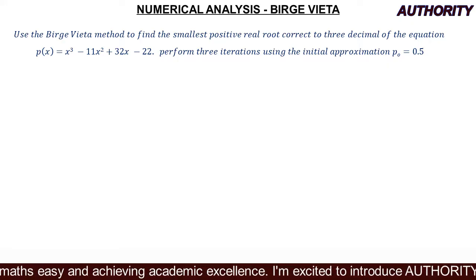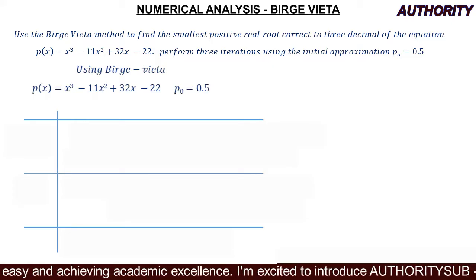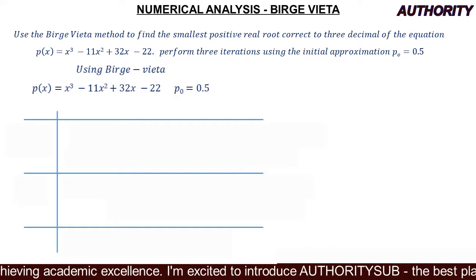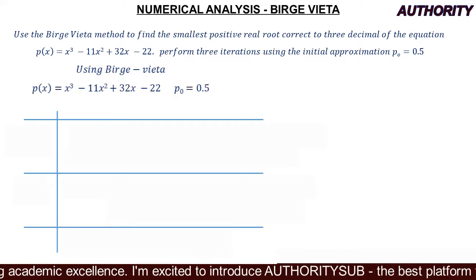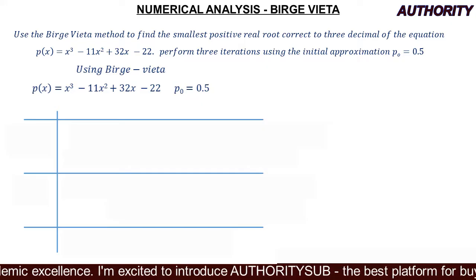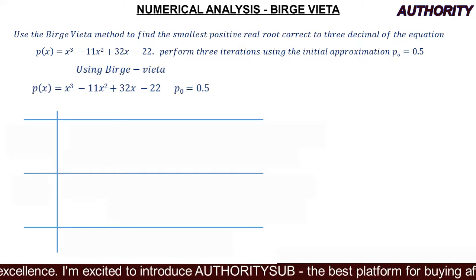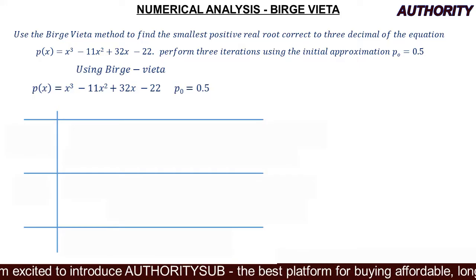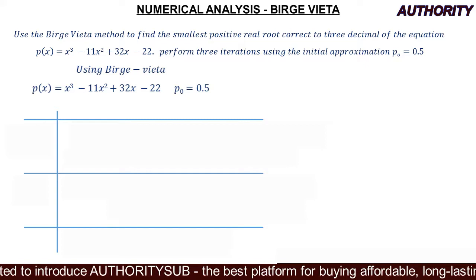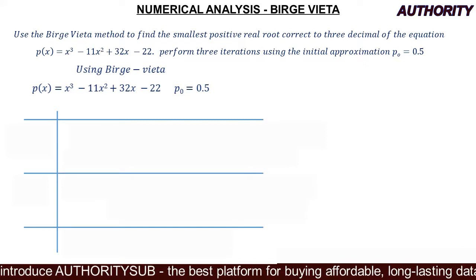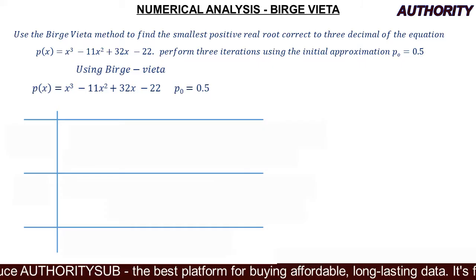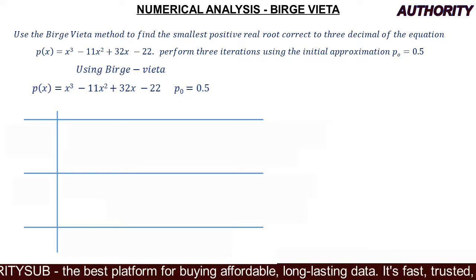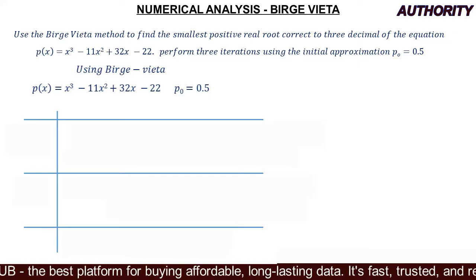Okay, now look at this. Using Birge-Vetter, we have p of x is equal to x cubed minus 11x squared plus 32x minus 22, where our initial approximation p naught is equal to 0.5. Now this Birge-Vetter is similar to synthetic division, but it has its own specification or method. If you know how to perform synthetic division, I think this is going to be very simple for you.